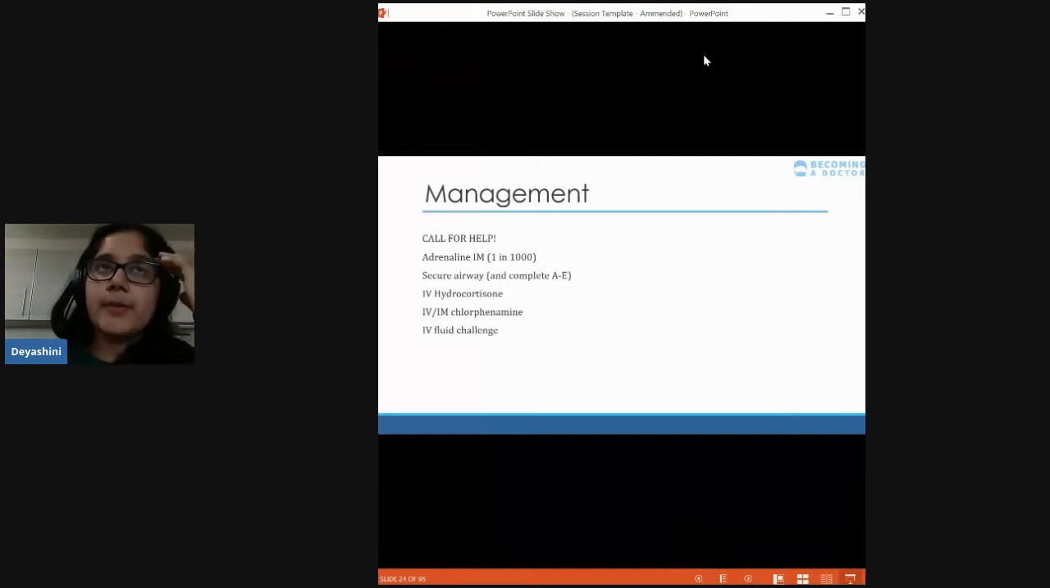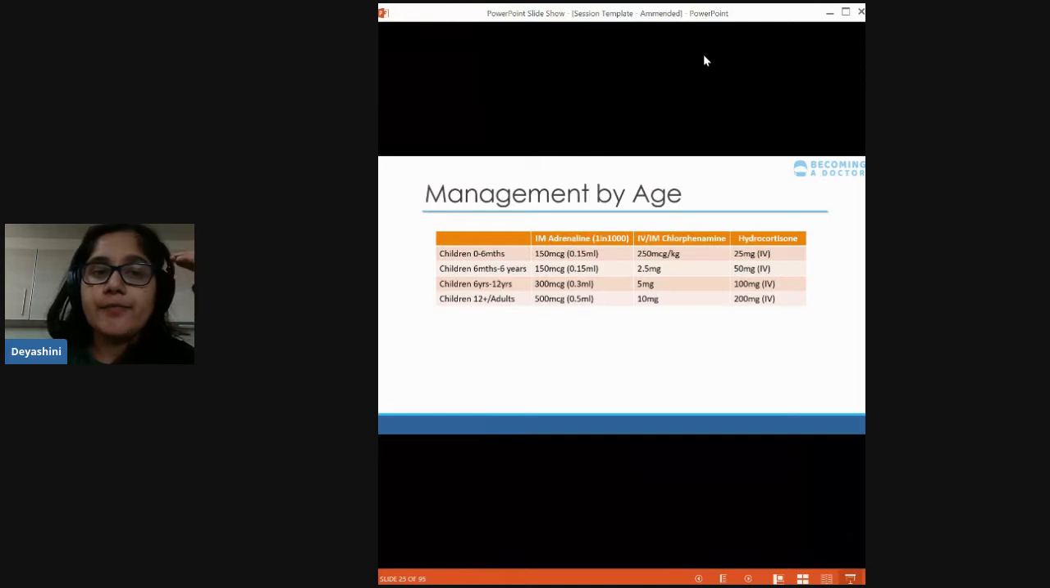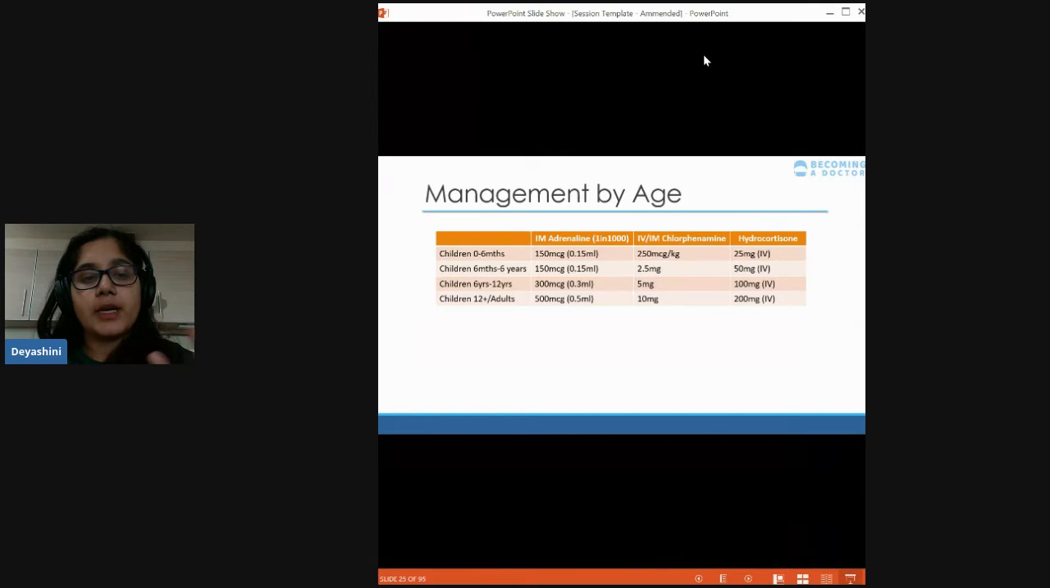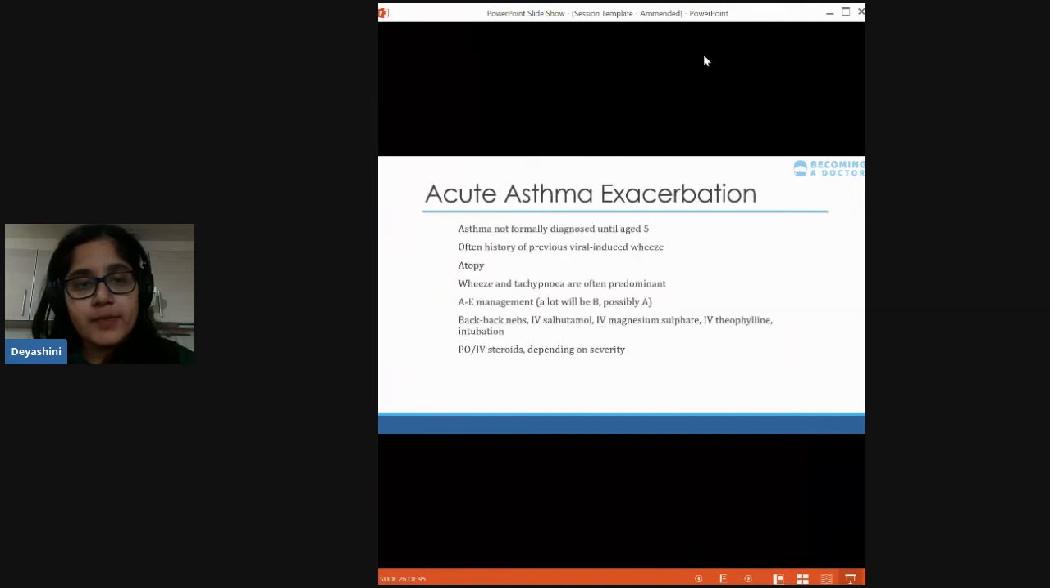Right, so there are different doses of each of the things that you would have to give, different doses of the adrenaline, chlorphenamine, and hydrocortisone by age. That's just an information slide, so you can look at that at your leisure. But at least the adrenaline doses, I would say, are definitely worth committing to memory.